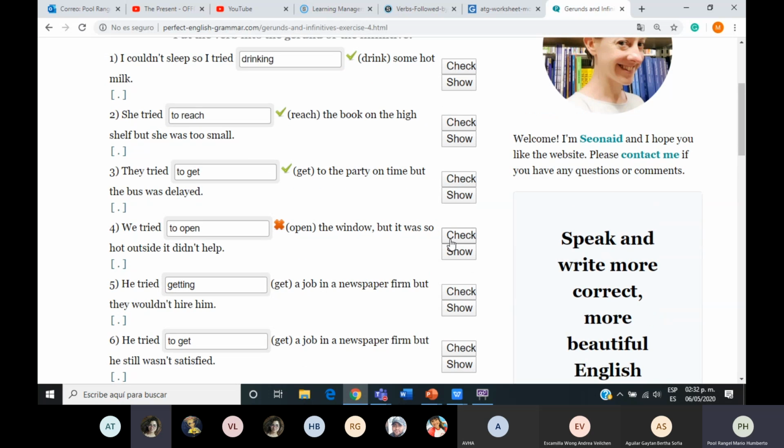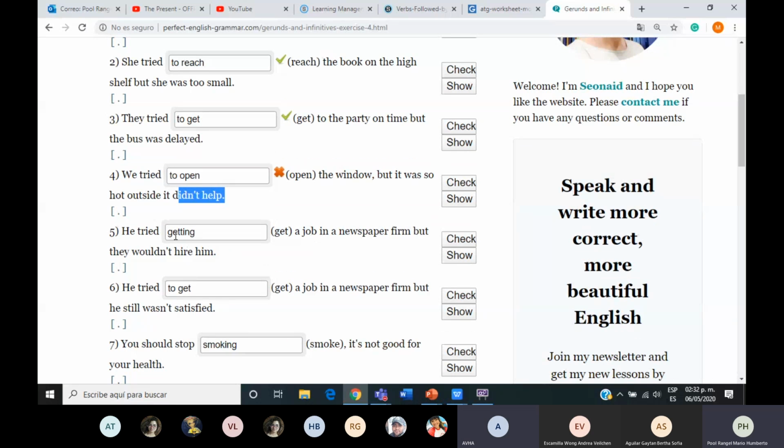That's incorrect. Aquí era, we try opening the window. A ver qué pasaba, pero no ayudó en nada. It didn't help. Entonces, bueno, intentamos abrir la ventana a ver si se sentía menos calor, pero pues no ayudó, estaba muy caliente, como ahorita. So, we try opening the window.